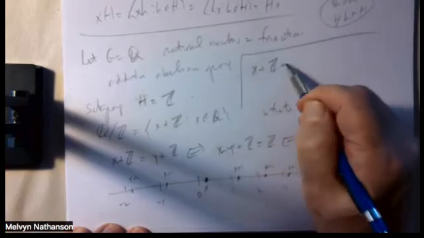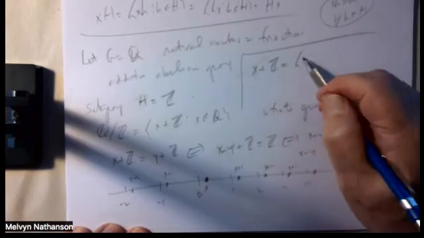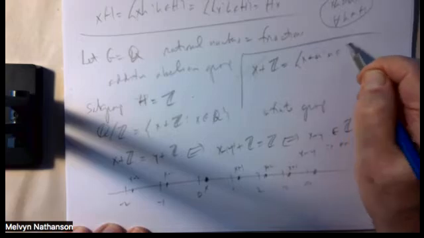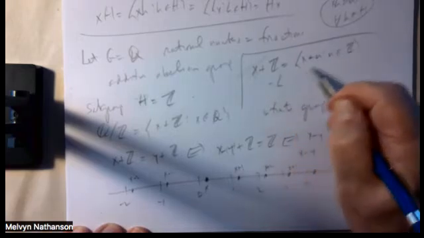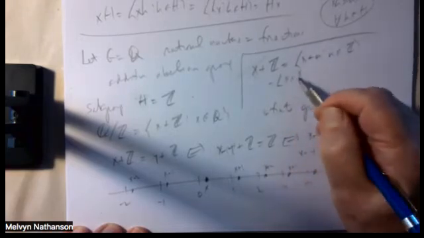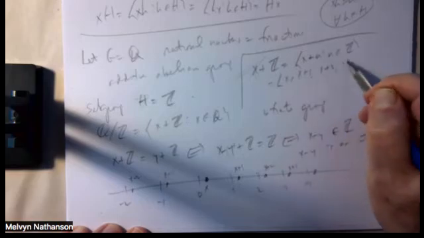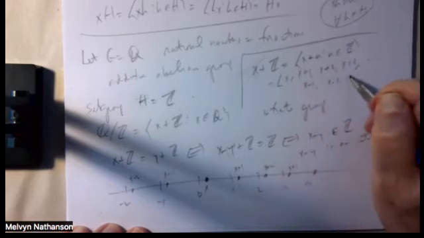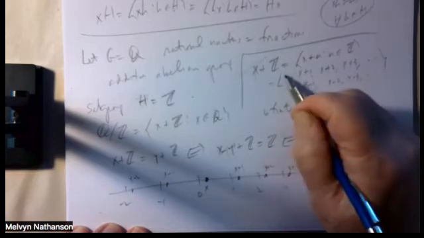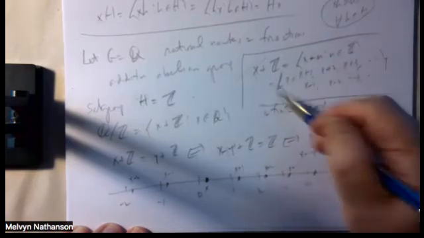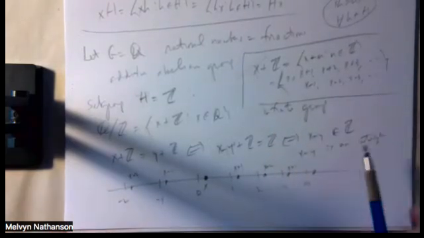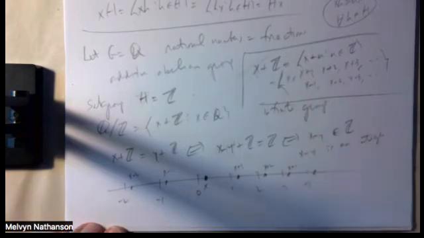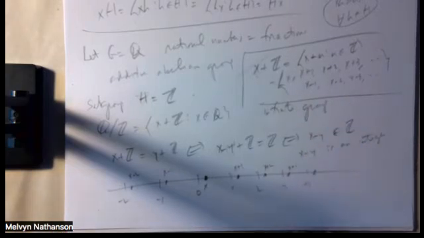is the coset. That is, x plus Z is equal to x plus n for all integers n. That means x, if I take n equals 0, x plus 1, x plus 2, x plus 3, and so forth, x minus 1, x minus 2, x minus 3, and so forth. So that is the coset. This coset is infinite. It's all translates of the rational number x by a whole number.